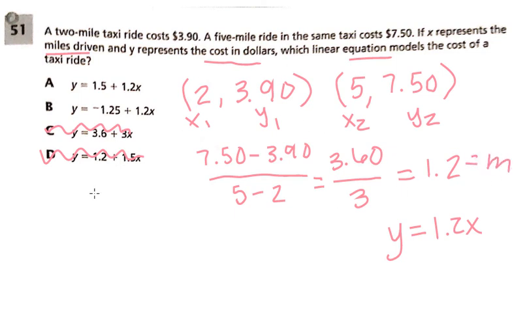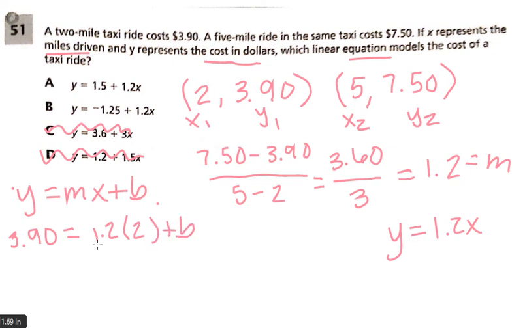is a value of m. So I'm going to write y equals mx plus b. I'm going to use this ordered pair here. So I'm going to say $3.90 is equal to my slope, which is 1.2 times x, which is my x value for that ordered pair, plus b.